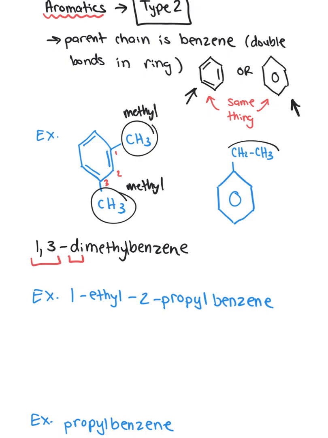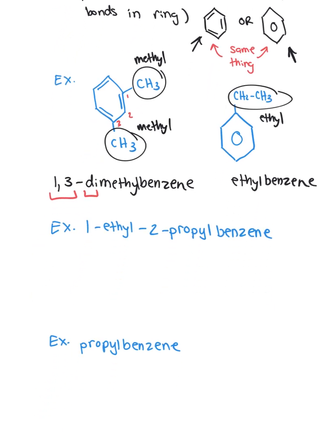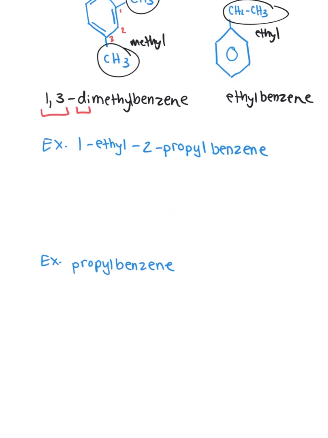Second example, I do have a branch. It's an ethyl group, and that's coming off of a benzene chain. So I can just call this ethyl benzene. It's at the first carbon. You could number any of them as number 1, so we'll label that one as number 1.